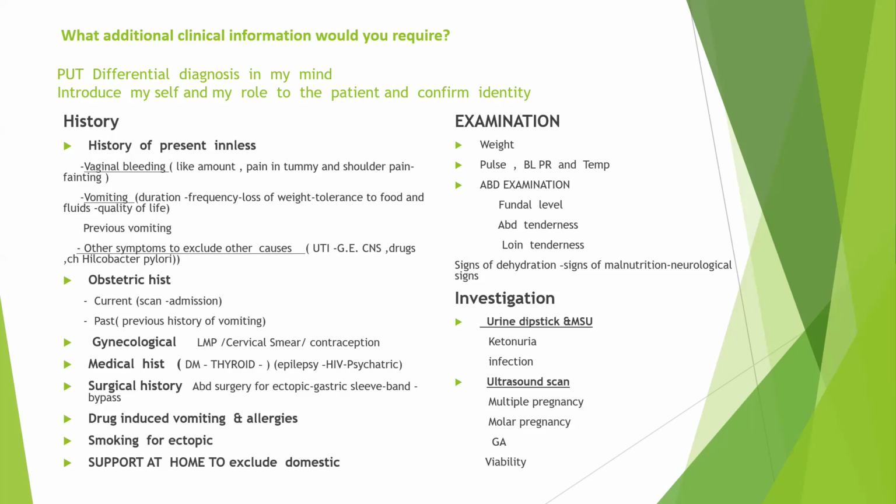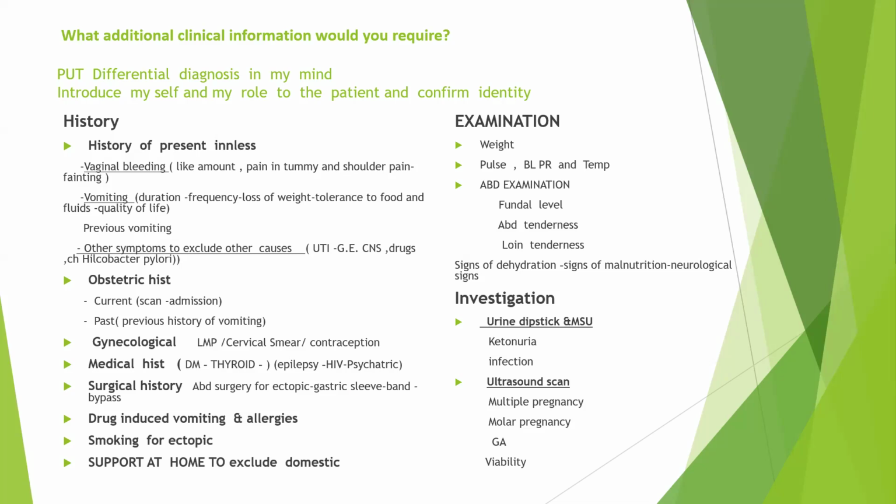Investigation wise, you mentioned it very nicely. In your woman with the vomiting, you will dip her urine to check whether she has any infection, and if there is infection, you will send for MSU and look for the ketonuria. Now, the ketonuria is not a degree of severity at all in the Green Top guideline. We don't depend on the ketonuria as a degree of severity like before.